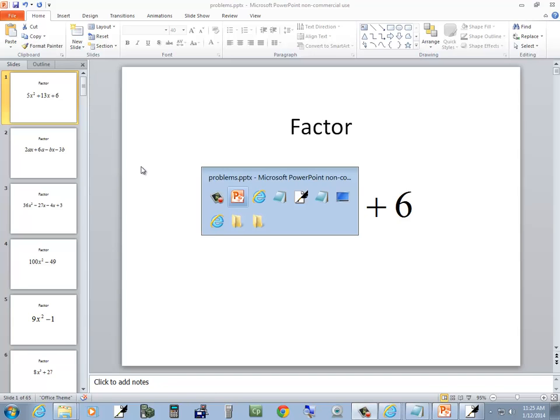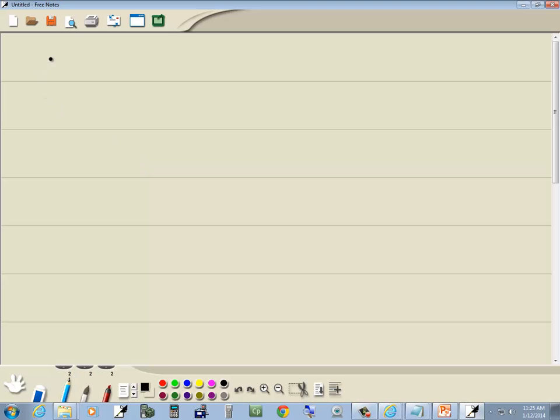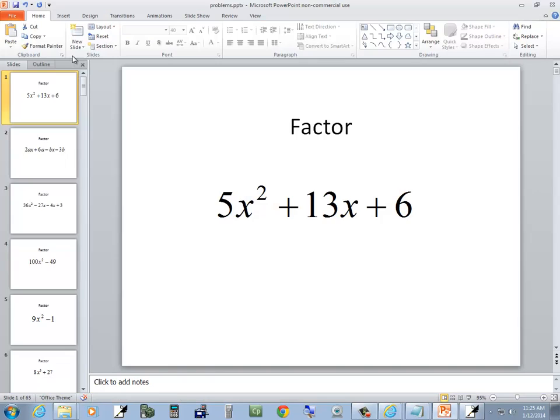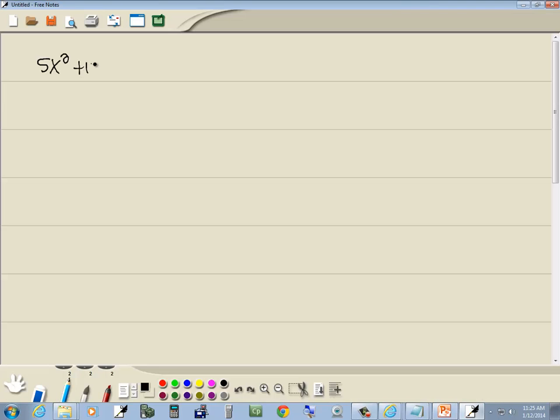Take a look at this problem. We've got 5x squared plus 13x plus 6. Now our first method is GCF. They don't have anything in common, so we start going through our list. X squared, x, no x. The number in front of our x squared is the key number.